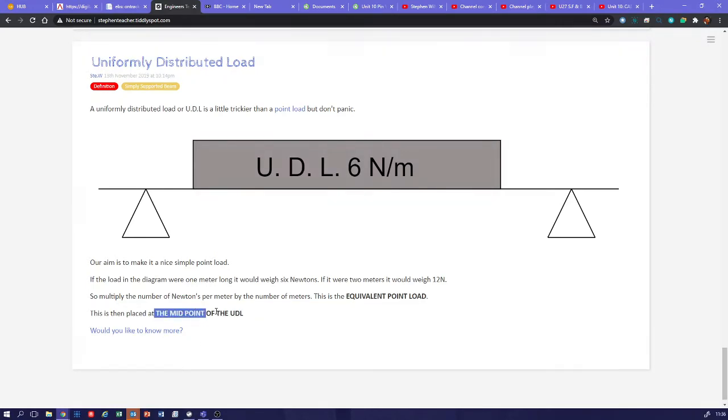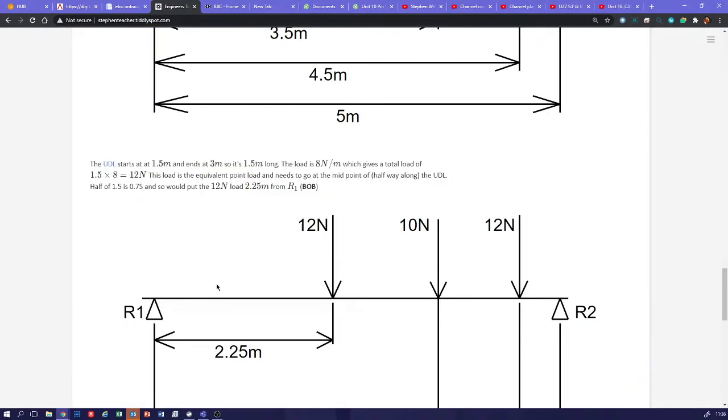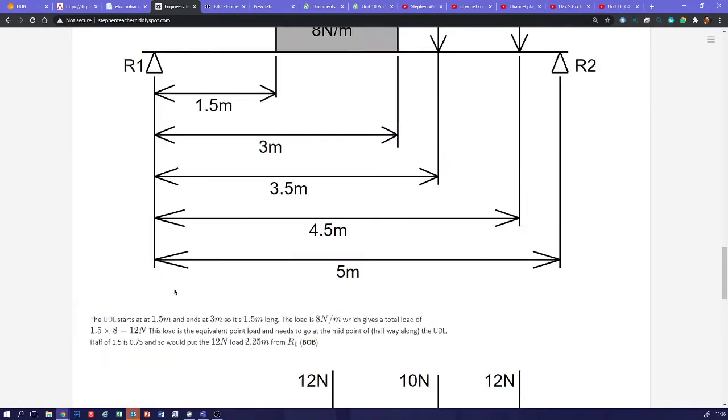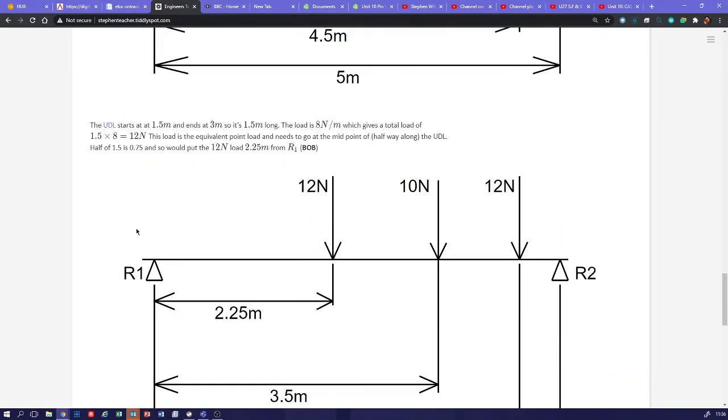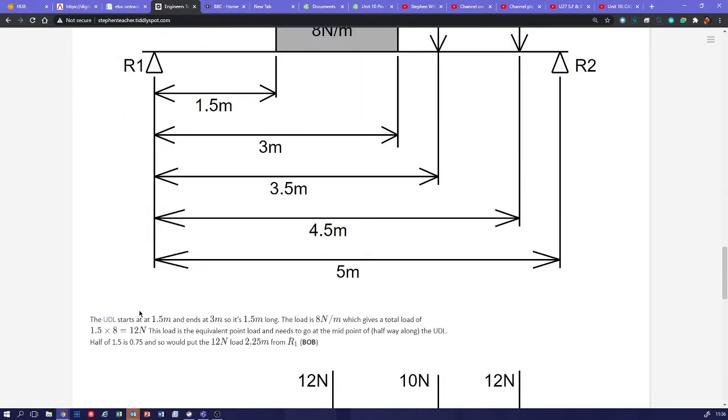So it's the middle point of the UDL, not the middle point of the beam, but the middle point of the UDL. Let's see how that unfolds then. It says the UDL starts at 1.5 meters and ends at 3 meters. So we can work out it's 1.5 meters long. The 8 Newton per meter load gives a total of 1.5 meters times 8 Newtons per meter equals 12 newtons. So this is the equivalent point load that needs to go at the midpoint, halfway along the UDL.